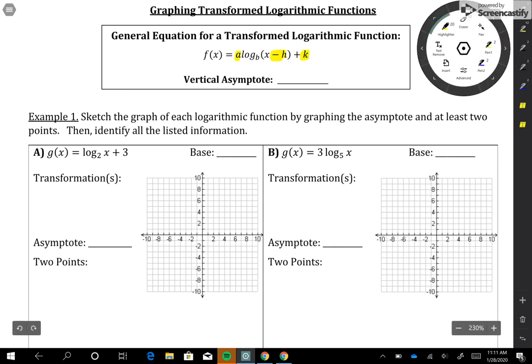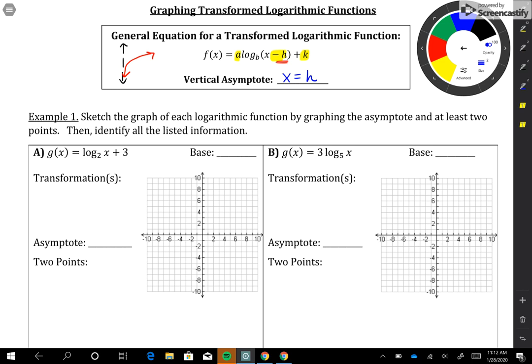Now, because our log function always has a vertical asymptote, I'm just going to draw a picture of one here. That vertical asymptote is affected if we move right or left. And remember, the H value is what moves us right or left. So the asymptote is always just x equals H. However we've moved right or left, that's where our asymptote moves. Okay, let's get started. This is a lot like we do our exponentials, just it's a log now.